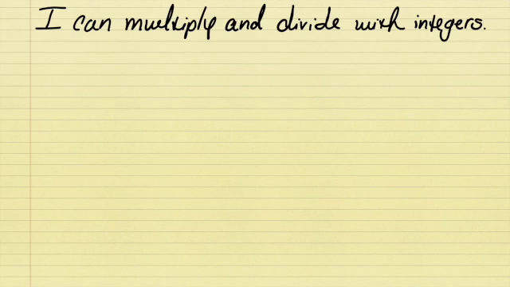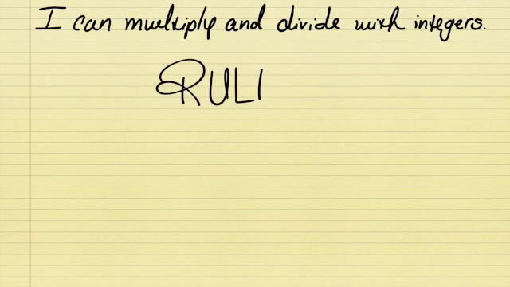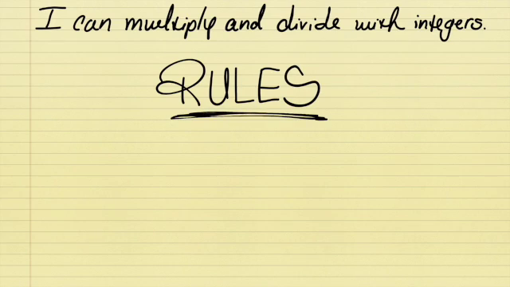Okay, multiplying and dividing integers. There's a couple rules here, okay? There's a couple rules for multiplying and dividing integers. There's two, in fact, and they're very, very important. When you're multiplying or dividing with two numbers that have the same signs, they're both positive or they're both negative, okay?